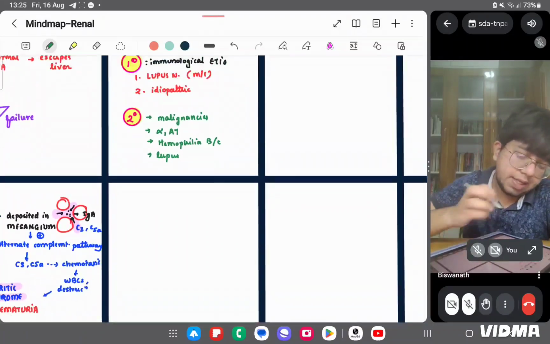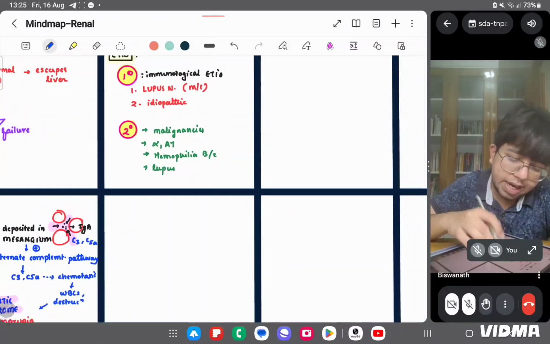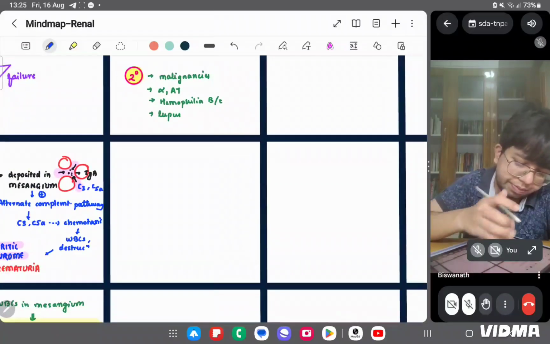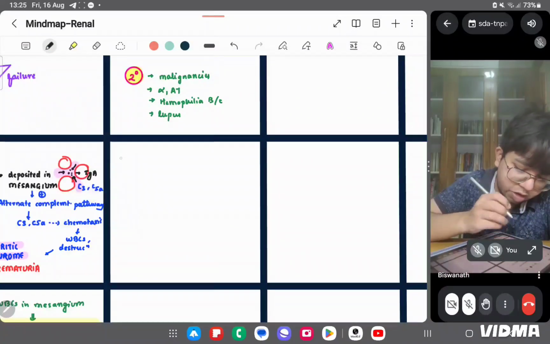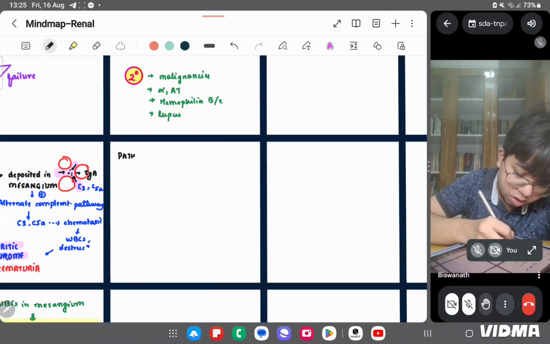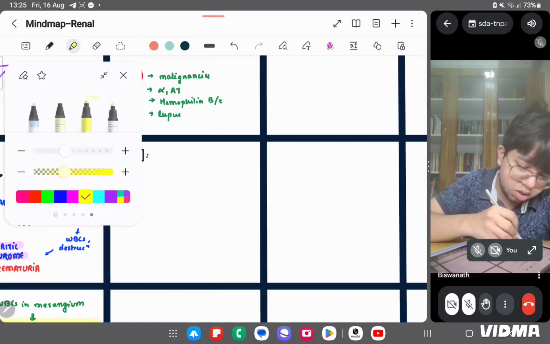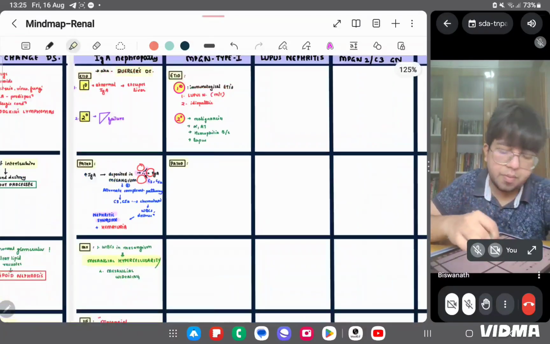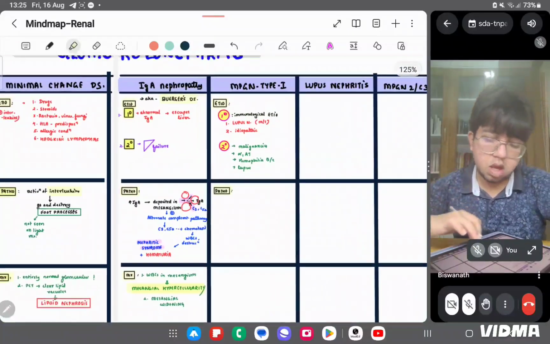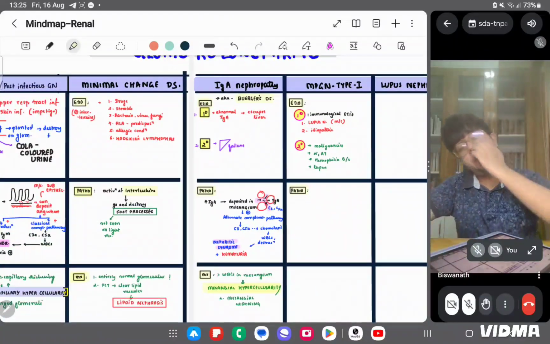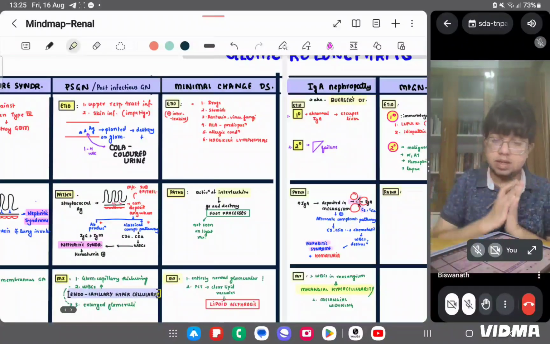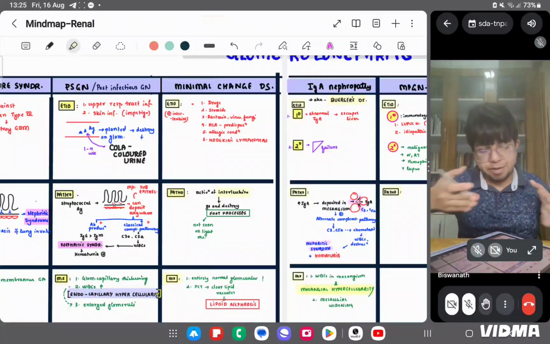Pathogenesis is very simple. There is damage to both. Let's write the pathogenesis first. I believe that you all are making notes with me. This beautiful spectrum of notes is being made.